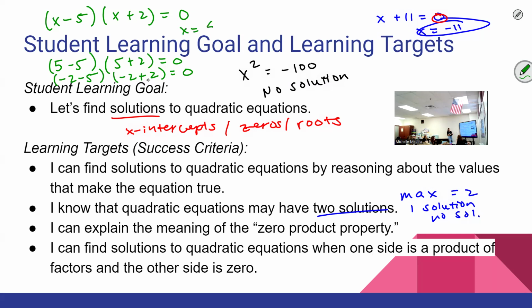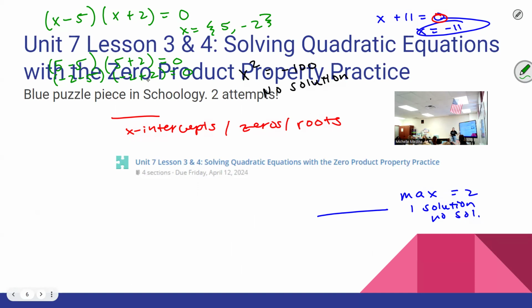That is the gist of today's lesson. You have to be able to find the values for x that make it true when it's products and it equals 0, or factors that multiply together and give a product of 0. Questions on that? Alrighty then, I want to leave this up for my little notes, but the practice you are working on should be just one puzzle piece put together. 3 and 4 put together.